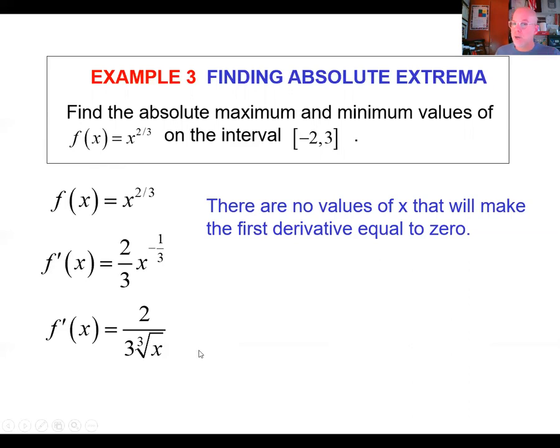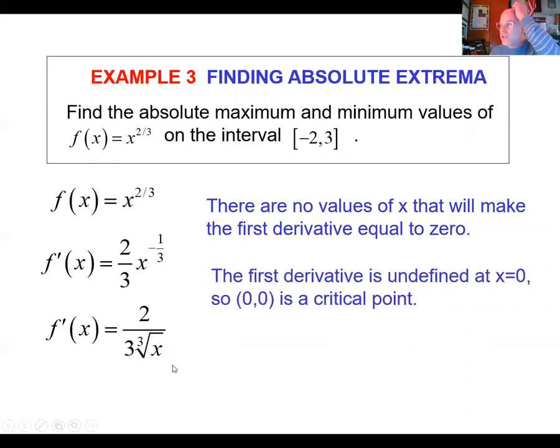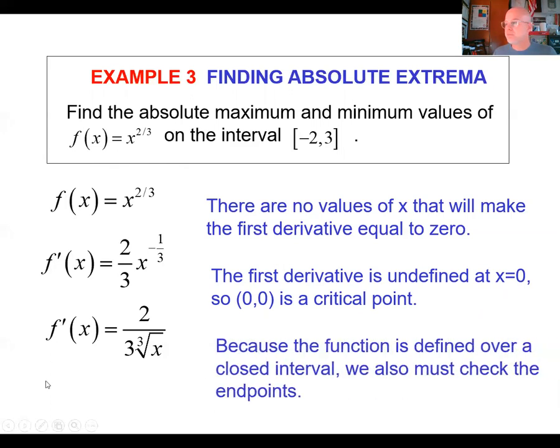But remember, maxes and mins can also occur where the derivative is undefined. So where the derivative is undefined is where the denominator equals 0. Well, where does that happen? Well, that's easy. That's when x equals 0. So the first derivative is undefined at 0. Then substituting 0 into the original equation, I get a coordinate of 0. So 0, 0 is a critical point.